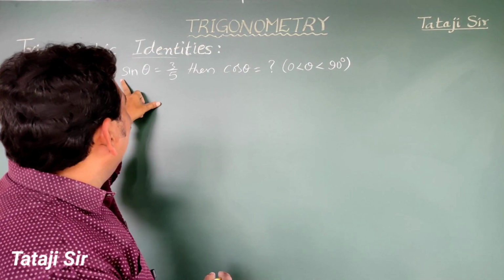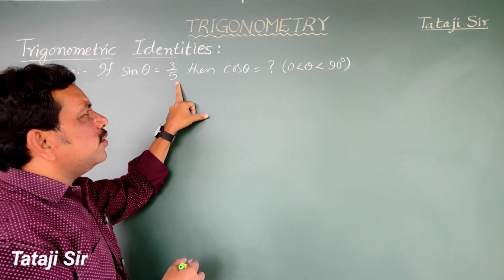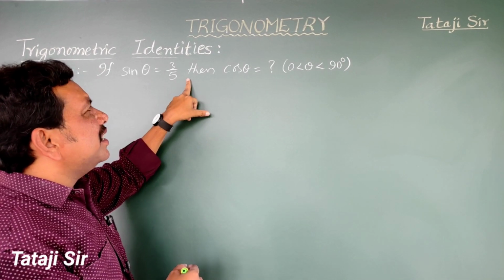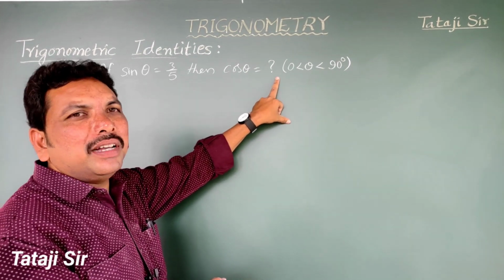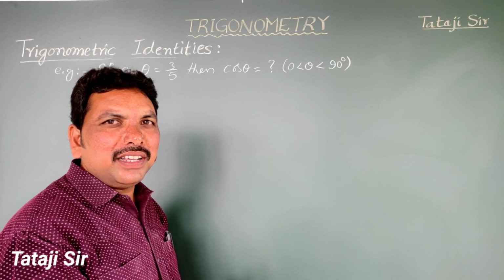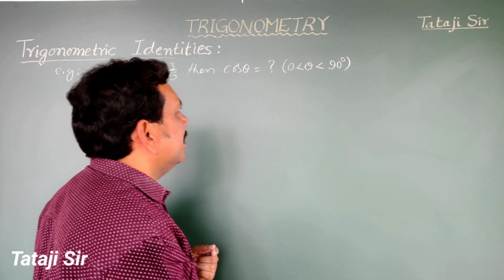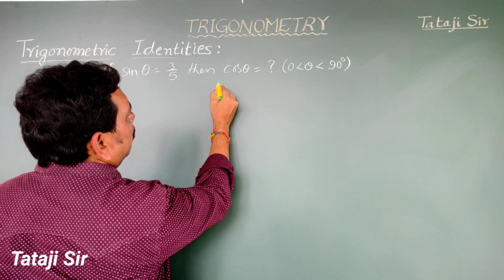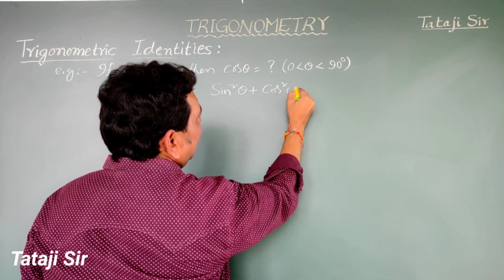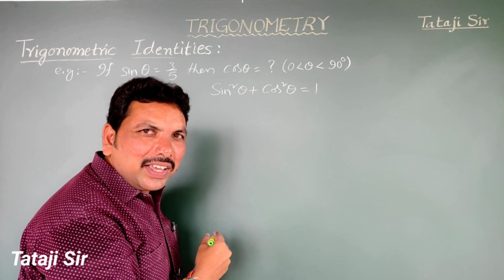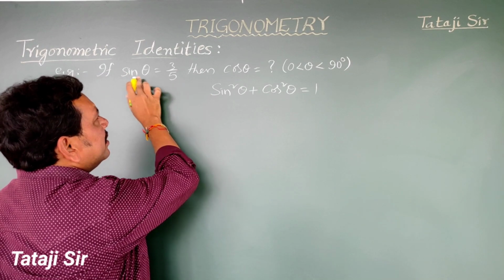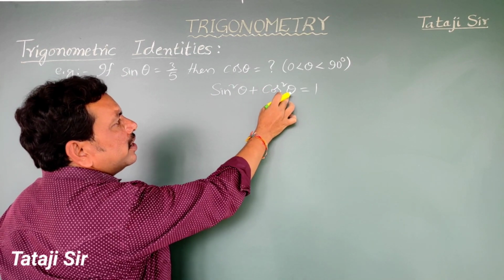Look here. If sin theta is equal to 3 by 5, then cos theta is equal to how much? When theta is in between 0 to 90 degrees. Okay, look here. We know the first trigonometric identity is sin square theta plus cos square theta is equal to 1. So here he has given sin theta as 3 by 5. We have to find cos theta.